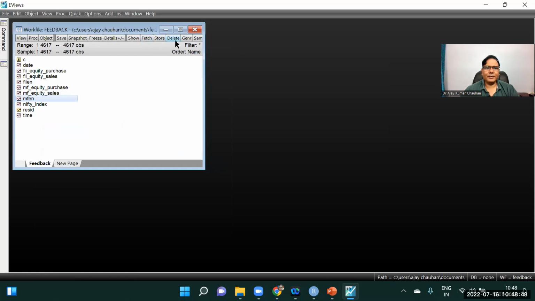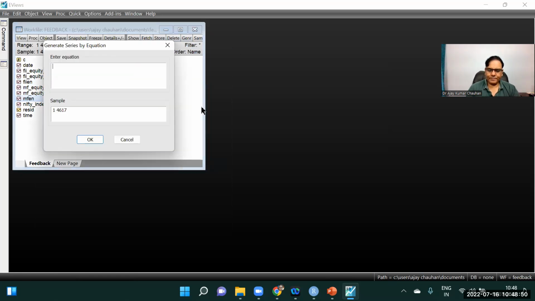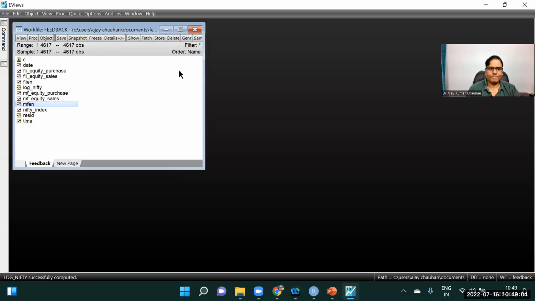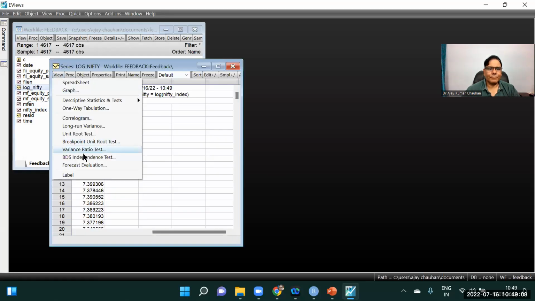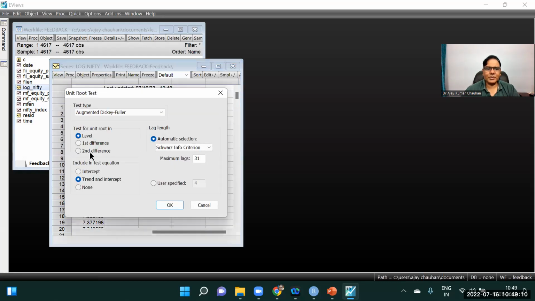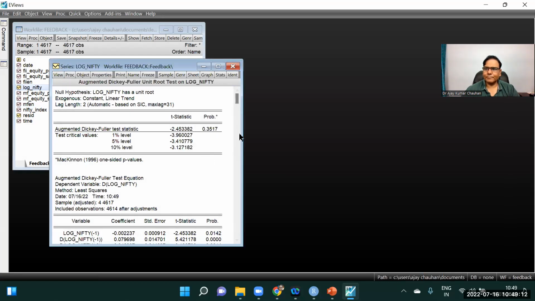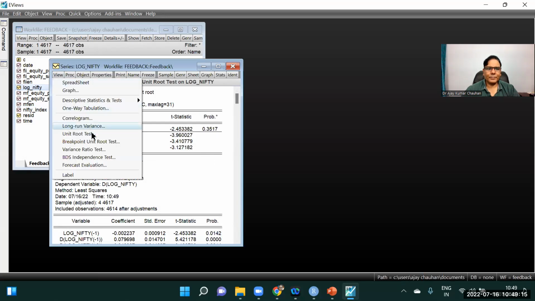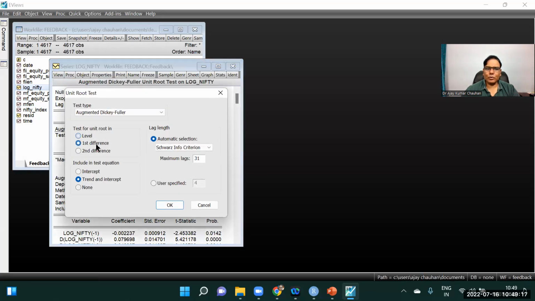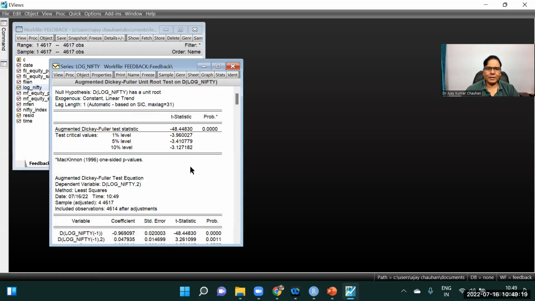And if I take the log of the Nifty index, and this is the log of Nifty, it is found to be non-stationary at level, but when I take the first difference, it becomes stationary.